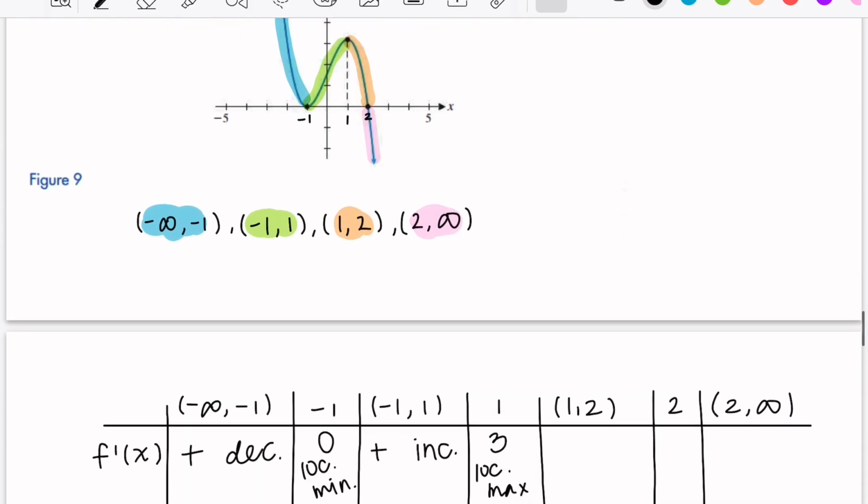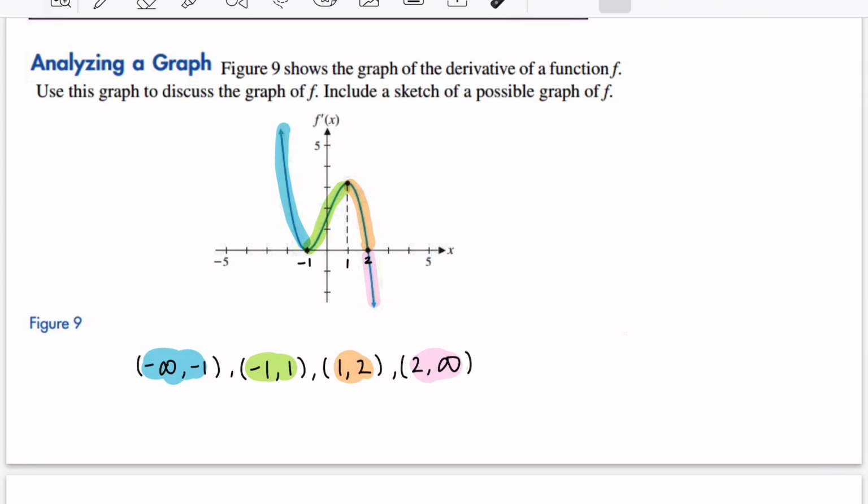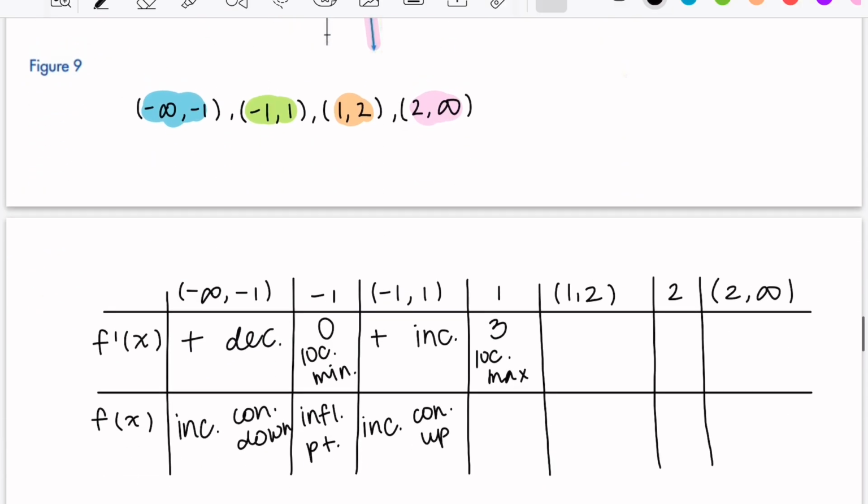All right, now looking at our next interval, 1 to 2 here, we see that our f prime of x is still positive, but it's now decreasing. So then that tells us that our function is going to be increasing and concave down. And since again our concavity is changing, it's going from concave up to concave down at this point, this is an inflection point. All right.